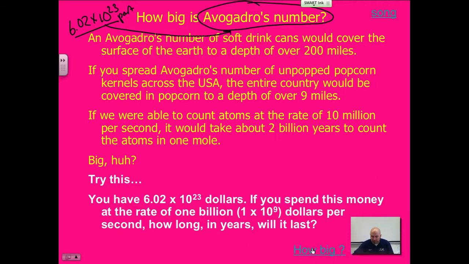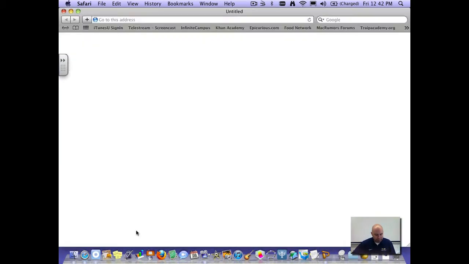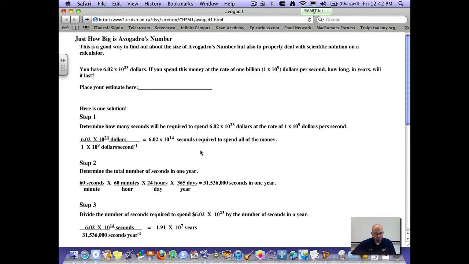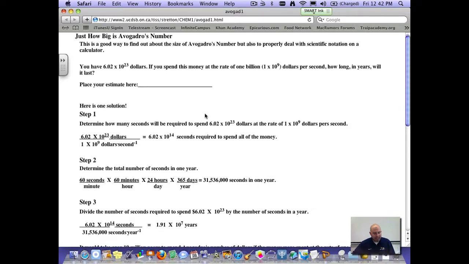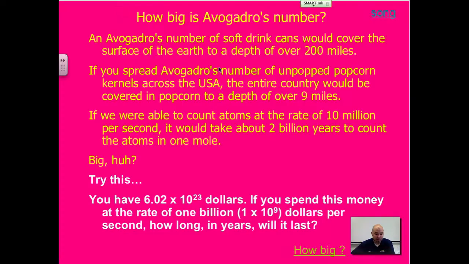Well, there's a little calculation, and again, I didn't make this up, but let's take a look at what this is. It's a Canadian organization. So this many dollars, spend it at a rate of $1 billion per second. How long would it last? Here's the solution. It would take 19 million years if you spent $1 billion a second, and it would still take 19 million years. Again, if you haven't figured out that this is a ridiculously large number, hopefully you can see that.